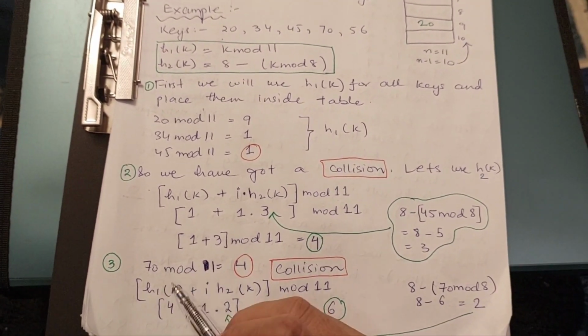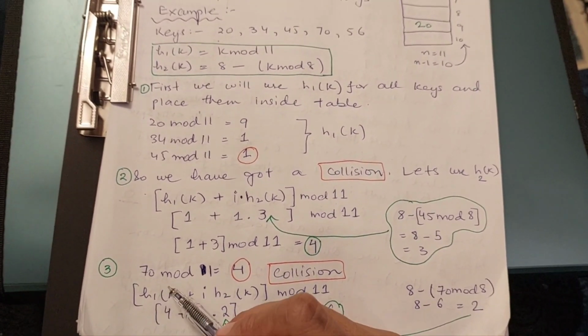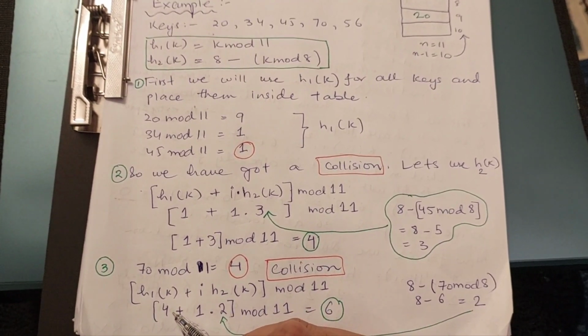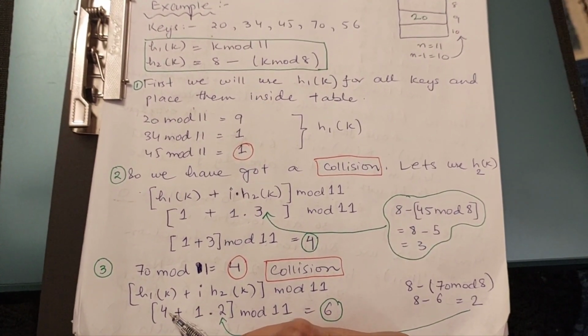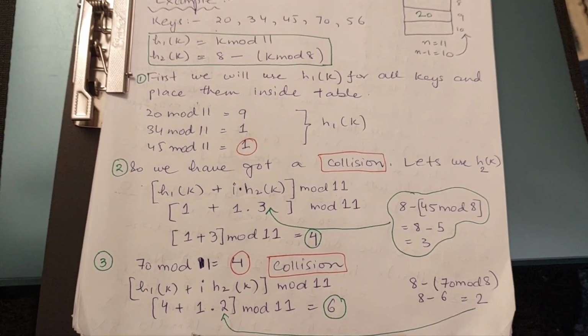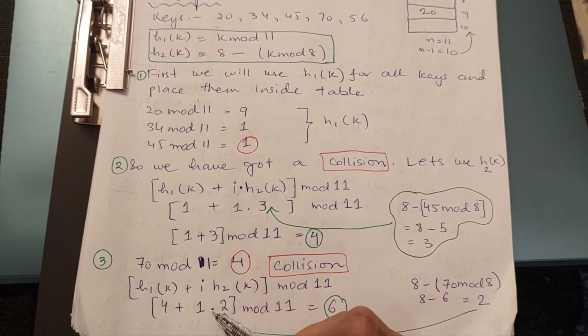In the double hash function, the first hash function is the same. It is h1 of k. Its answer is already calculated. I place it as it is, and i is equal to 1 because this is my first iteration. This is my first attempt to resolve the collision.